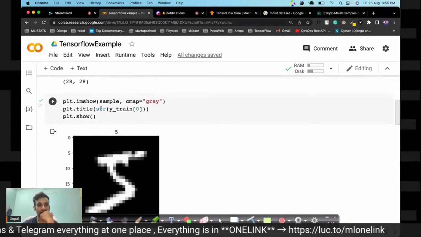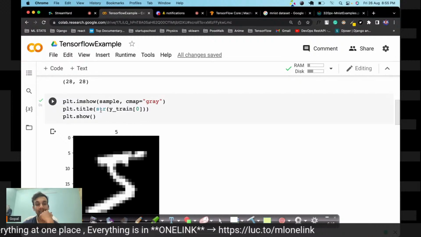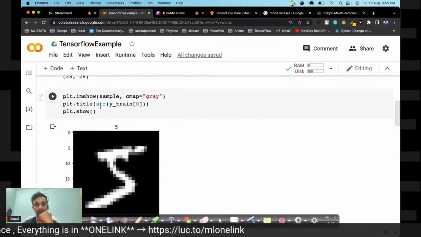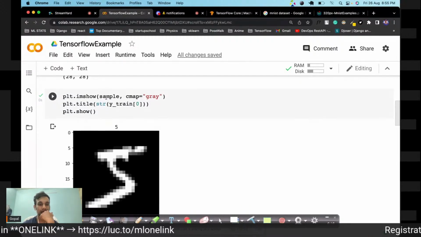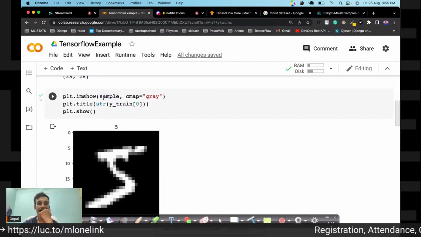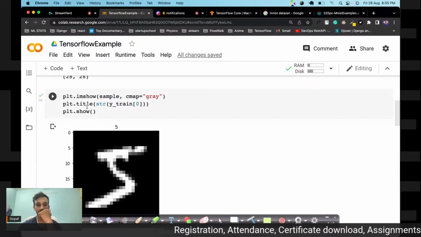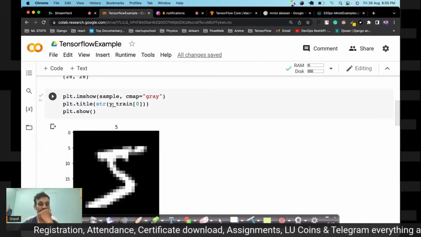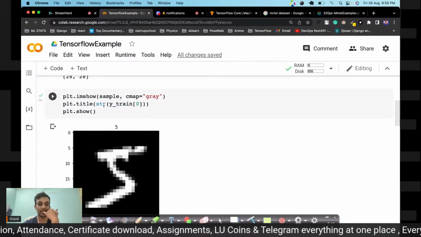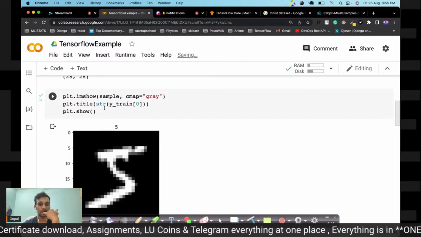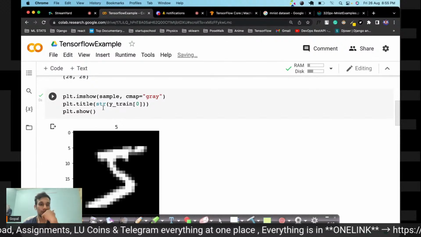And this str(ytrain) basically is the label associated with that sample. In this case, this is the sample here, and the label associated with that sample was this ytrain. And since the title only accepts string values, I had to convert this integer value into a string. How exactly did I do that? By typecasting that value into a str. That is how I did it.